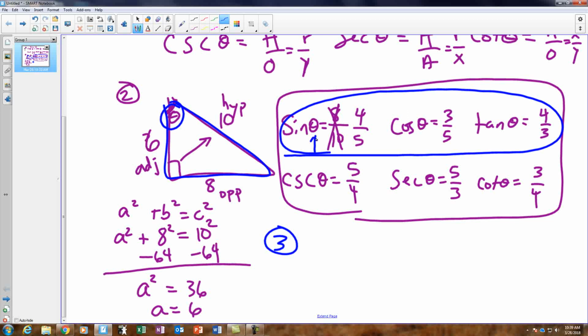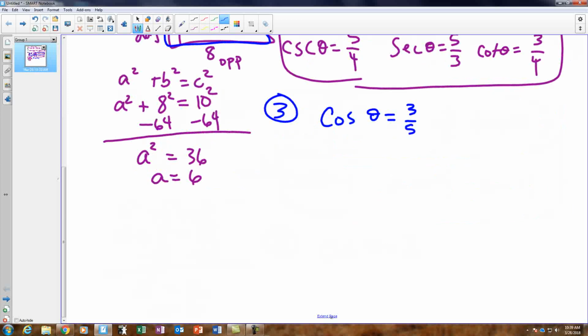It does not matter which one of the top three you pick. I'm just going to grab cosine. But let me make this clear: sine works and so does tangent. But I'm going to take cosine just to show that it works with any of them. Cosine of theta equals 3/5. Well, ignore everything else. That's a true statement.